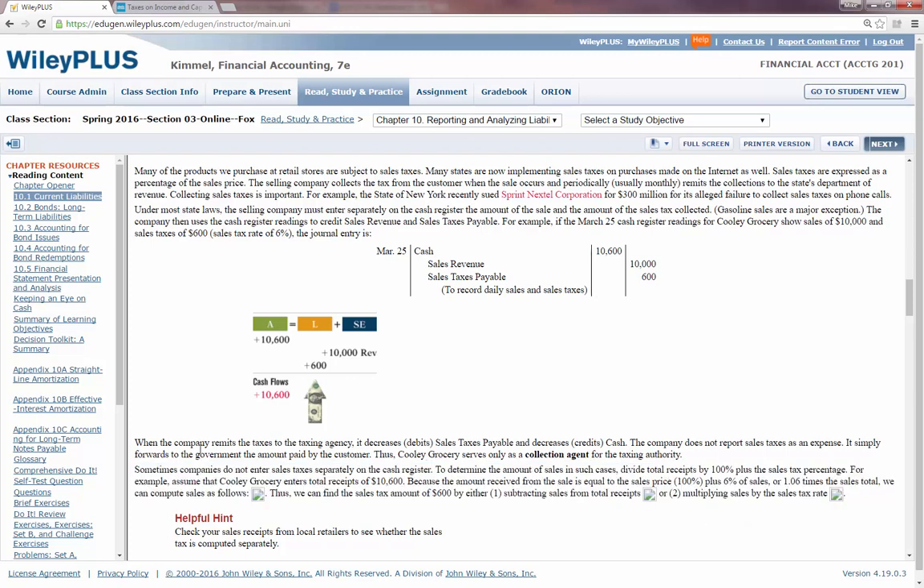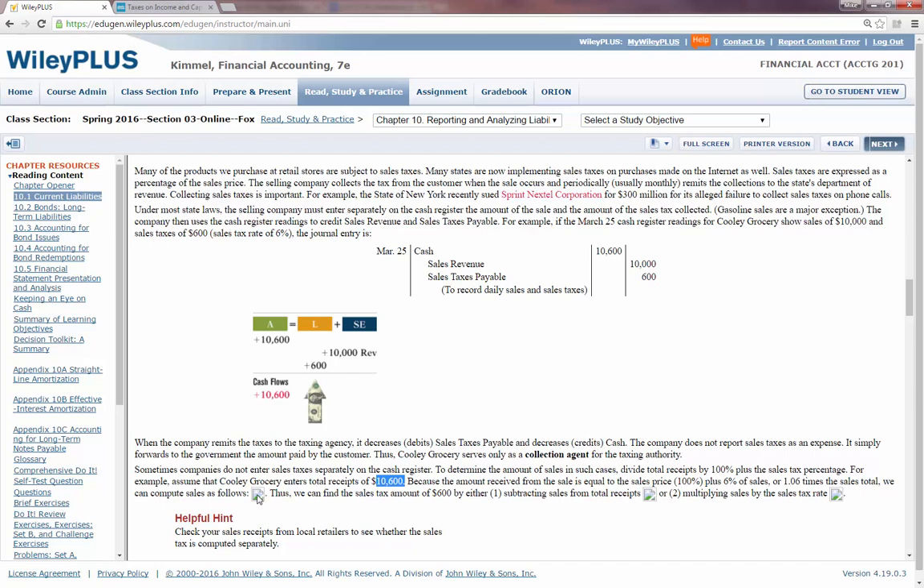So let me read this to you. Sometimes companies do not enter sales taxes separately on the cash register. They determine the amount of sales in such cases by dividing total receipts by 100% plus the sales tax percentage. For example, assume Coley Grocery enters total receipts of $10,600. Because the amount received from the sale is equal to the sales price, 100%, plus 6% of sales for taxes, or 1.06 times the sales total, we can compute the sales as follows.